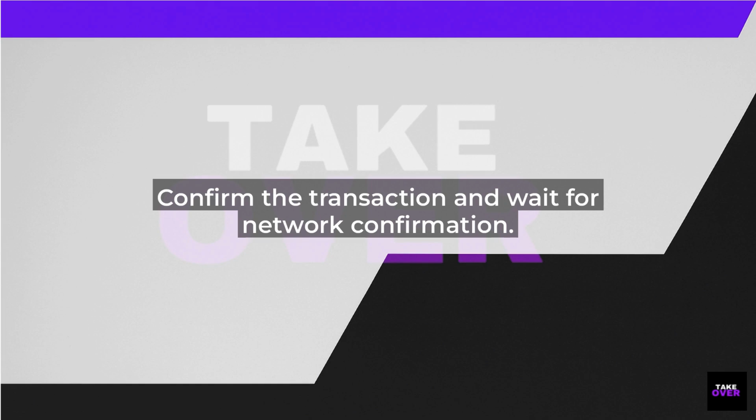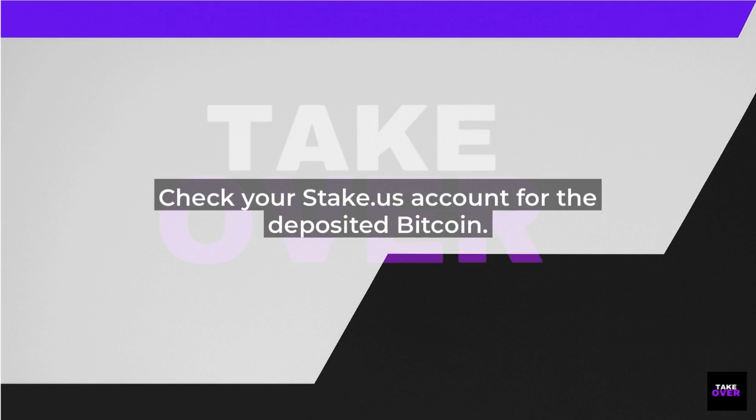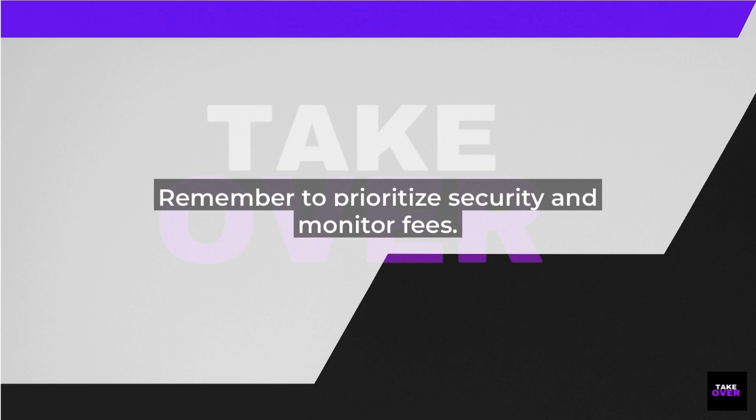Sit tight. Bitcoin transactions can take anywhere from a few minutes to an hour or more to confirm, depending on network congestion in 2025. Once it's done, check your stake.us account to see your Bitcoin arrive. A quick word of caution: crypto is volatile, so only send what you can afford to lose, and never share your private keys. That's it for this guide.